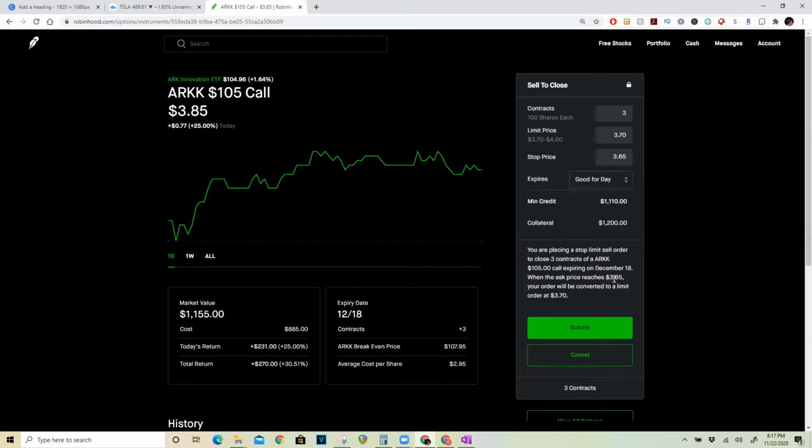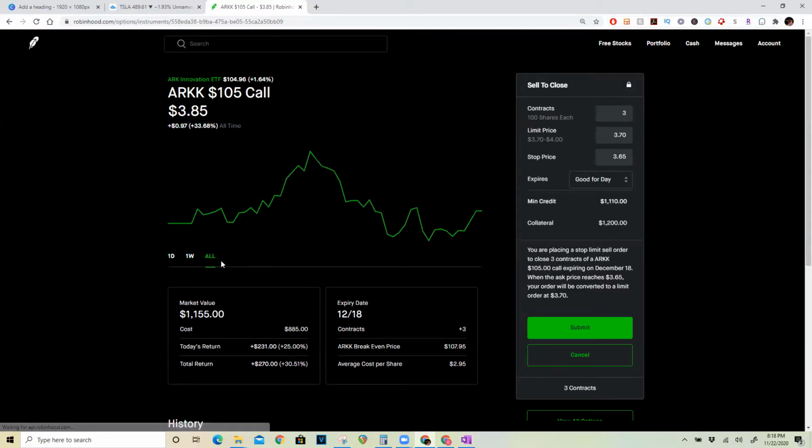As soon as the ask price reaches 365, your order will be converted to a limit order or a limit sell at a price of 370. Okay, then you will hit submit and it will go through automatically as soon as the ask price drops to 365. Now what this shows you is that if you made a good amount of profit, it's always good to set up a stop loss, or in this case lock profits, I would say, so that you would at least lock in 25% profit if it started going down.